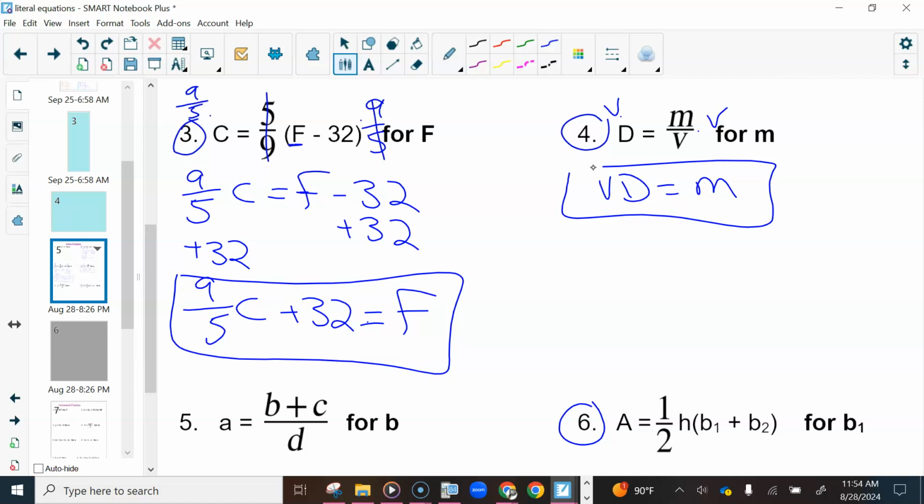We could do the same problem, just change it. Would you like to do that? Is it going to be on any tests like that? Possibly. Yeah. So somewhere where you have space, we'll do the same problem, but now we're going to solve for v instead of m.